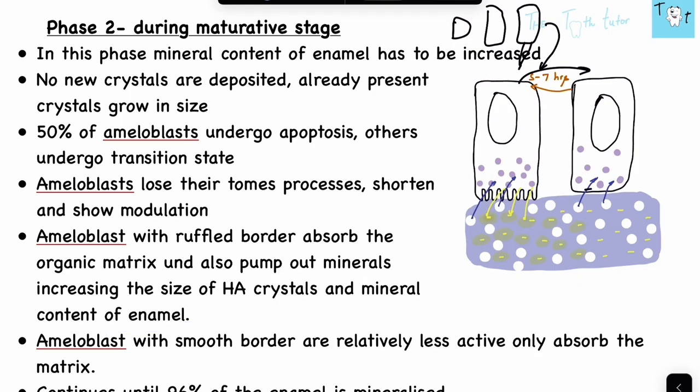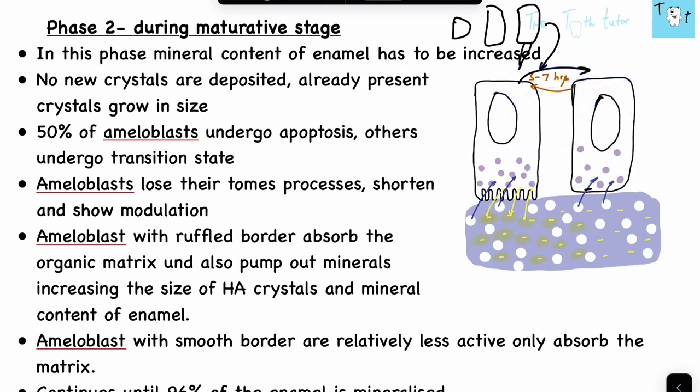So we had this matrix laid down, we had these crystals. Okay, now what is this ruffled border ameloblast doing? It is pumping in more ions to increase the size of the crystals, and it is also absorbing this organic matrix inside there. Okay, ameloblasts with smooth borders are relatively less active and they only absorb the matrix. So they are not pumping in any more ions. They are just absorbing the organic matrix. And every 5 to 7 hours they change their state.